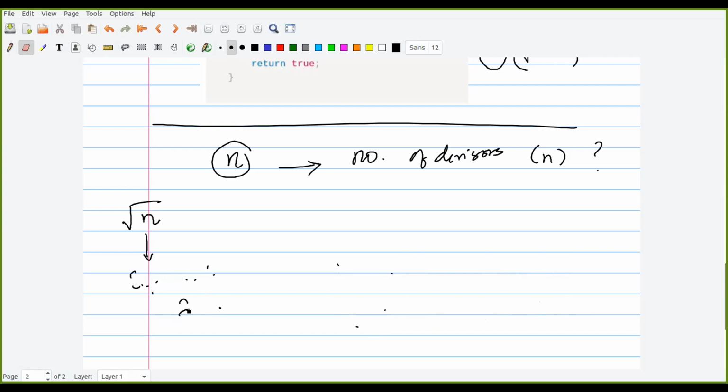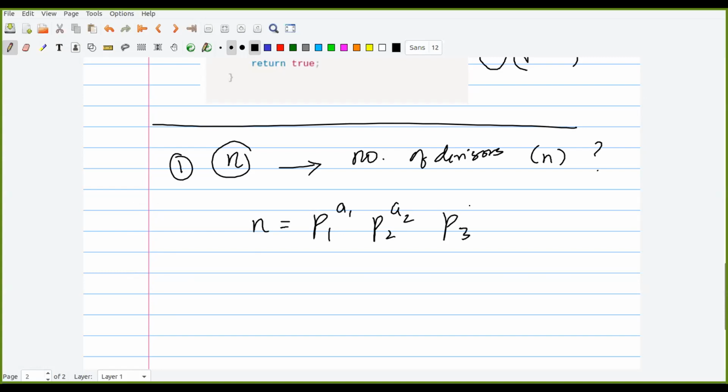Okay, so let's now talk about the number of divisors of a given number. Given any number, I can represent the number in terms of primes, right? So suppose this number is divisible by these primes. This is the prime factorized representation of my number. To generalize this, it will go up to some m, the number of distinct primes of n.